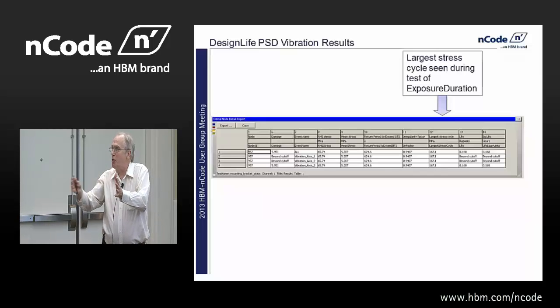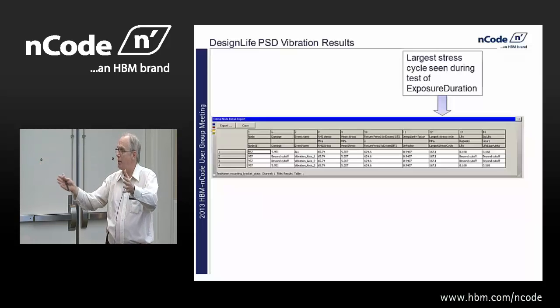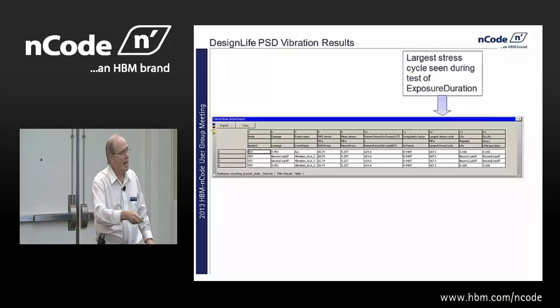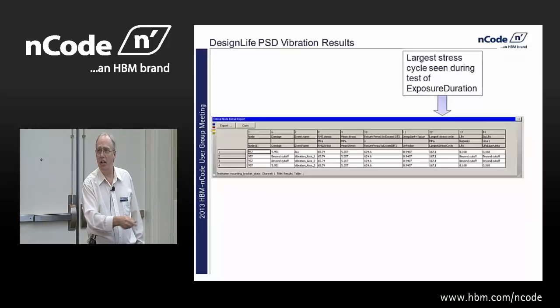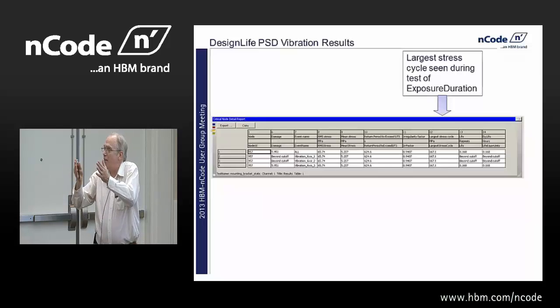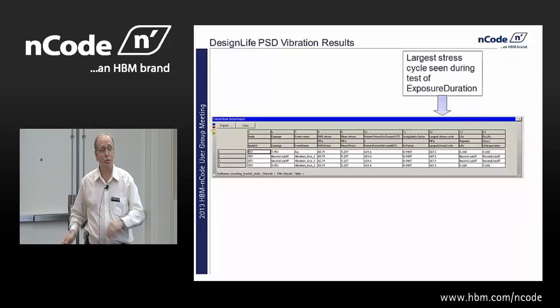So if I had an exposure duration of 1, a life of 1,000. If I said exposure duration of 1,000, I get a life of 1. So it's purely Miner's rule. Here, this is the one column where you'd see the big difference: if I go in and increase the exposure duration, I'll see larger and larger possible stress cycles.